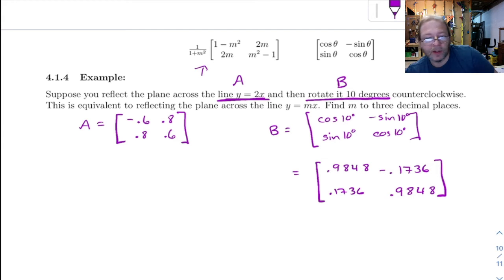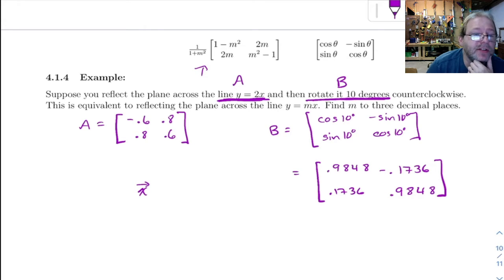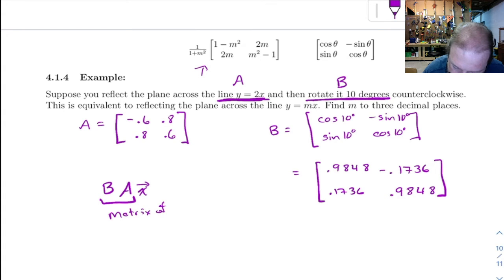All right, so I've got those. We're supposed to reflect across the line here, and then rotate it 10 degrees. So that means if we were applying this to some vector, we do the reflection first, so we do A there, and then we do the rotation after that. So BA is the matrix we want. That's going to be a matrix of reflection.